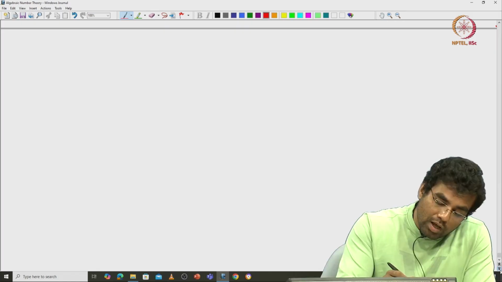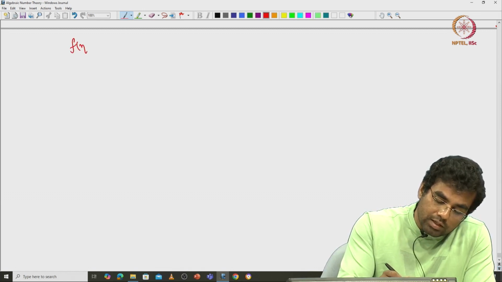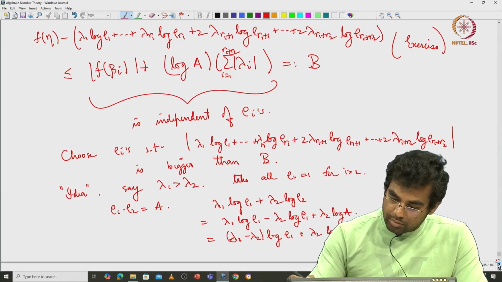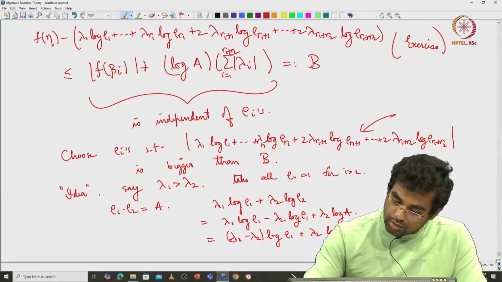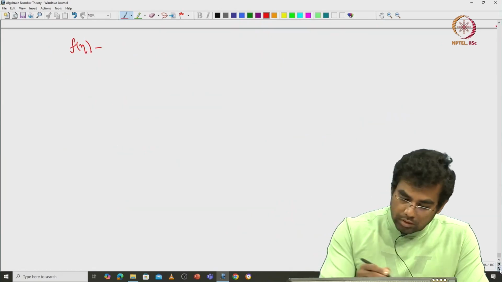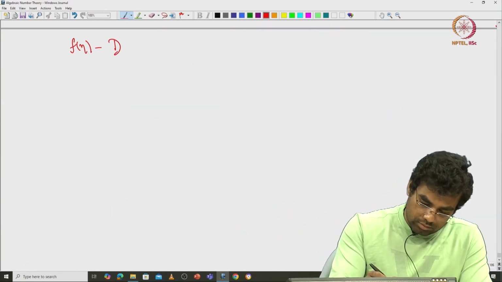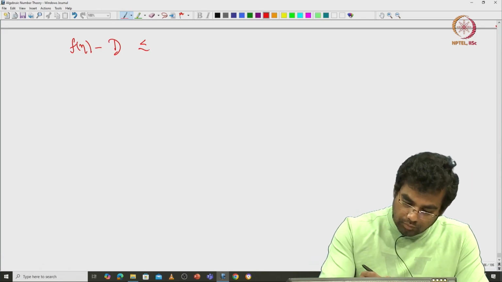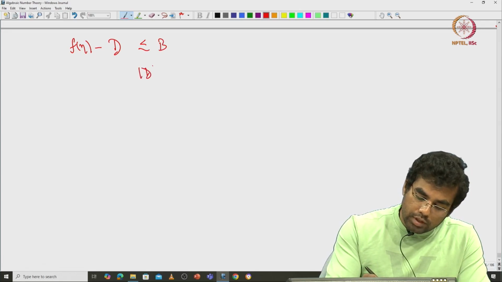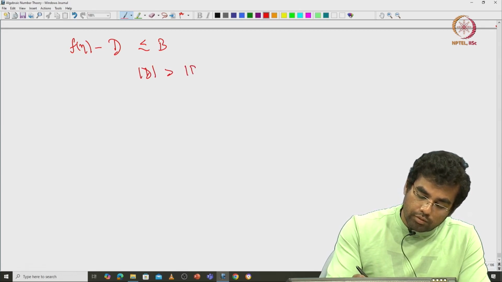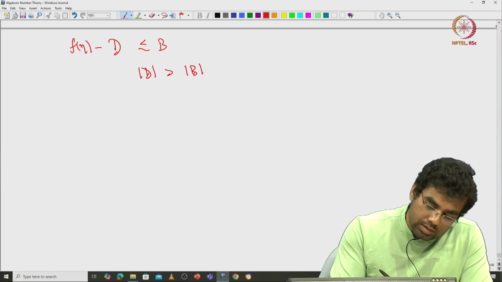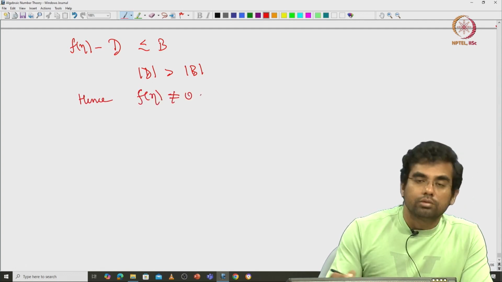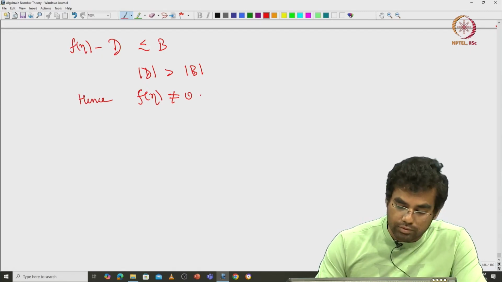So what you have is f of eta minus this, I have written this again and again. So let me call this quantity d. Then minus d is less than or equal to b, but mod of d is bigger than mod of b, hence f of eta cannot be 0, and that is what we wanted, right. So that is what we wanted.